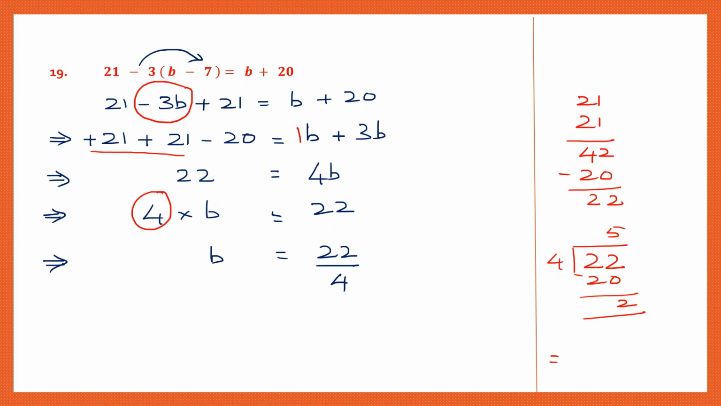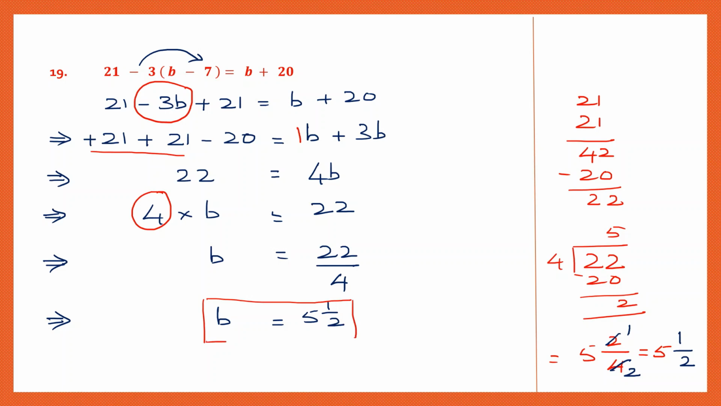So what is our mixed number? 5, 2 by 4. Now here 5 2 by 4, I can write 5 as it is. I can reduce 2 and 4 to the lowest term. I can divide both by 2. 2 ones are 2, 2 twos are 4. So what do I get? 1 by 2. So 5 1 by 2. So the answer is b is equal to 5 1 by 2. So this is our final answer. We have solved for b.